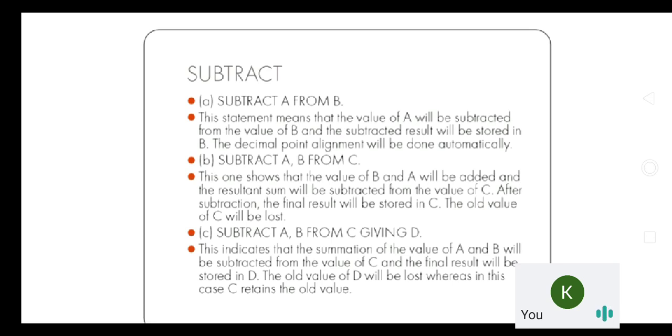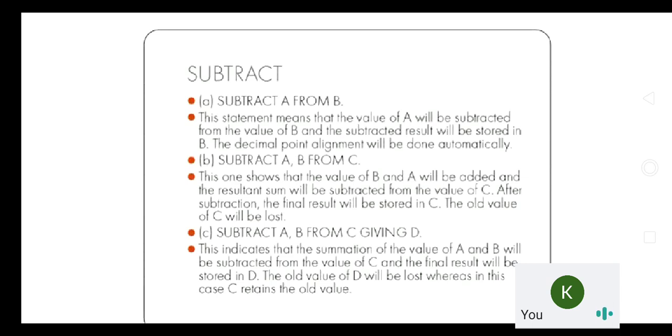Here it works in a way that we add the value of A and B, and that value will be subtracted from the value of C, and the resultant value will be stored in C. So in this statement we perform both addition and subtraction. The values of A and B will be added, and the resultant sum will be subtracted from C, and after subtraction the final resultant value will be stored in C. That's what they are referring to in this slide.